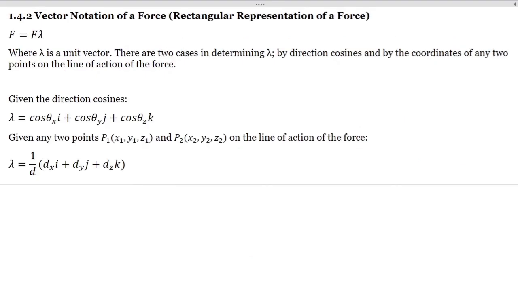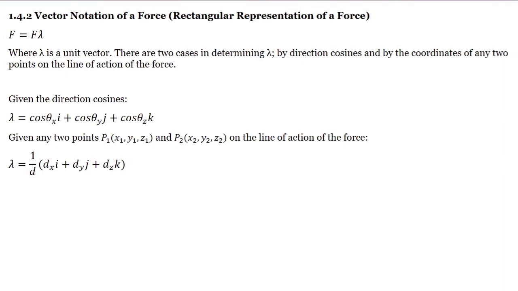Now let us talk about the vector notation of a force, or the rectangular representation of a force. So the force F is just equal to F multiplied by lambda. And what is lambda? Lambda is a unit vector. There are two cases in determining the lambda, or the unit vector. First, by direction cosines, and second, by using the coordinates of any 2 points on the line of action of the force.